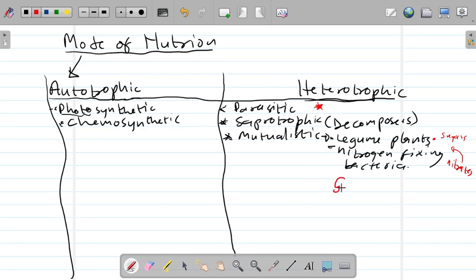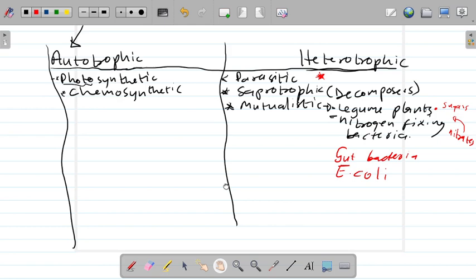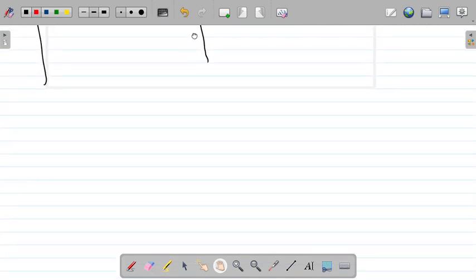Remember that in your gut, you've got bacteria. What is that? Your Escherichia coli, your E. coli. Now, what is the relationship there? E. coli is similar to nitrogen fixing bacteria, they get food from you as a human being. And then what do they give you? They give you vitamins. So in return, they give you vitamins. So that is your gut bacteria. You have a mutualistic relationship with your E. coli, or the gut bacteria that is inside you. So that's basically the types of mutualistic relationships you get with bacteria. So that is the mode of feeding.